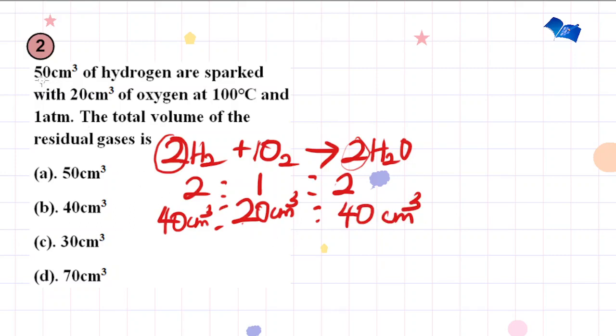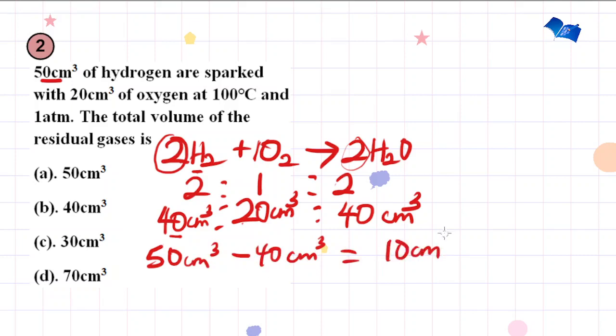But we're given 50 cm cube of hydrogen. That means, looking at the ratio of the volumes, we had hydrogen in excess. So that means not all of the hydrogen will react, just 40 cm cube will react. And we are going to be left with 10 cm cube. How? 50 cm cube of the hydrogen given minus 40 cm cube. Then we have 10 cm cube.